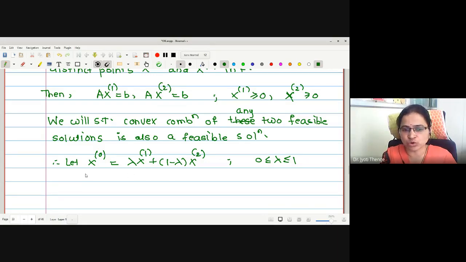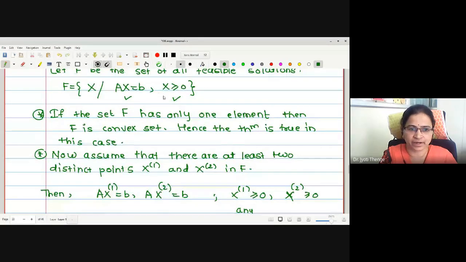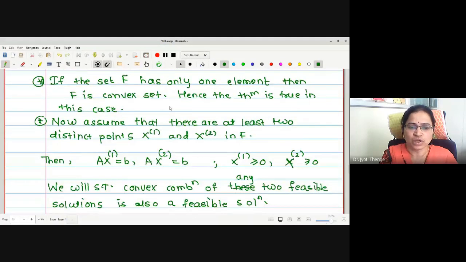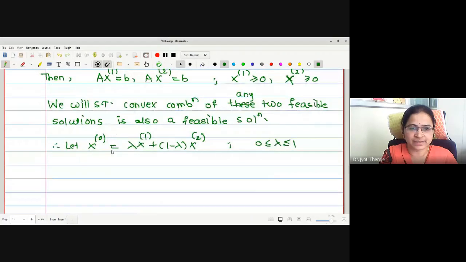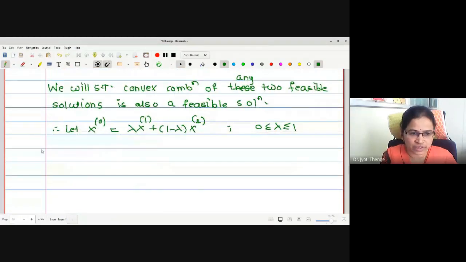Now what is the aim? To show that this x naught is in F. If I want to show that, what do we have to show? This x naught satisfies the restrictions on this set. What are the restrictions on the set? Ax is equal to b, x is greater or equal to 0. Therefore, I have to check whether x naught satisfies Ax naught is equal to b and x naught is greater or equal to 0.